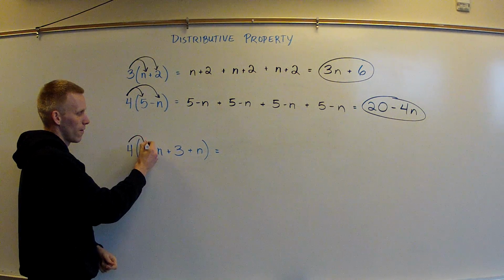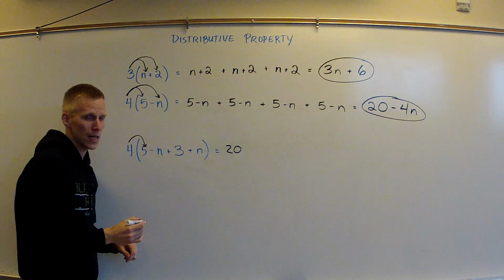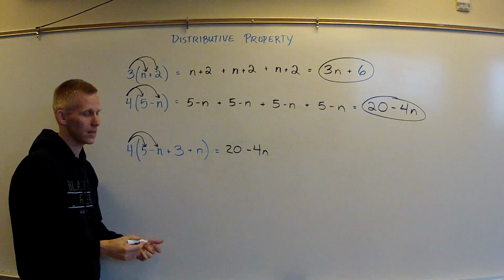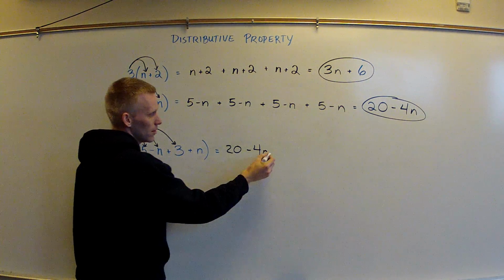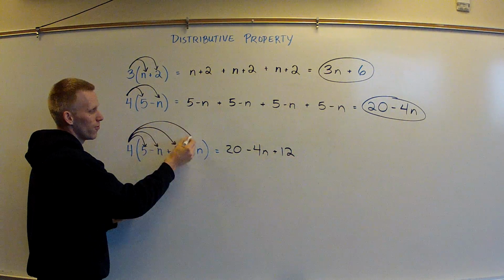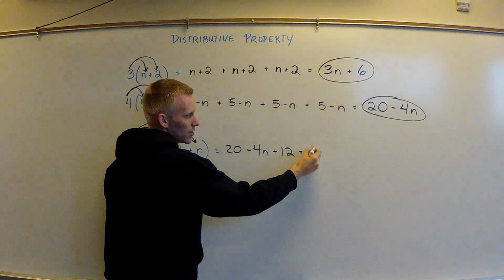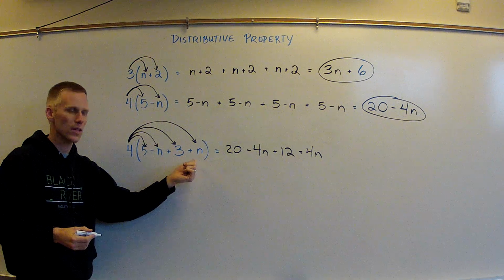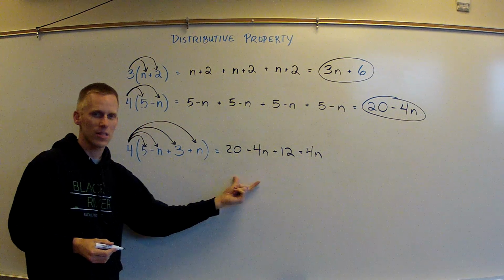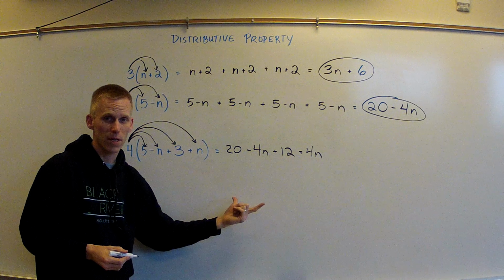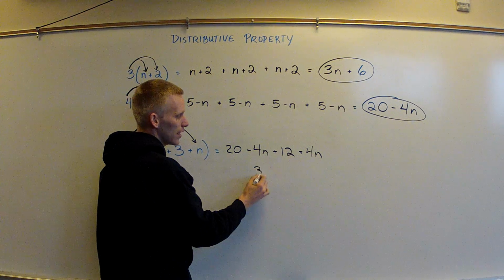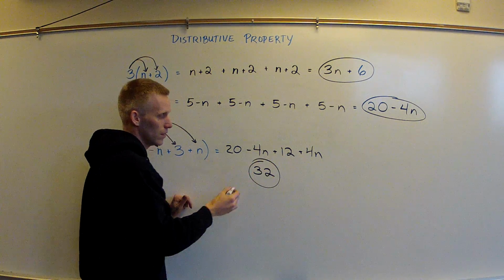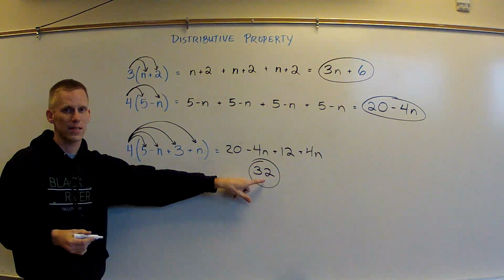I have 4 5's. That's 20. I have 4 minus n's. Well, that's minus 4 n's. I've got 4 3's. Well, that's 12. I've got 4 n's. Well, that's plus 4n. I've distributed the 4 to everything inside of those parentheses and given it a much simpler version. Now we could simplify from here if we wanted. The 20 and the 12 can go together. The negative 4n and the positive 4n actually equal 0, so this expression is simplified to this.